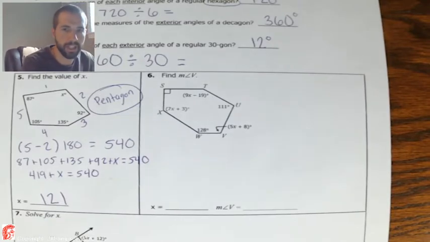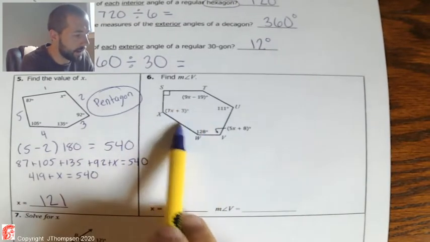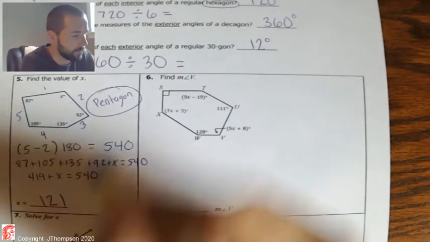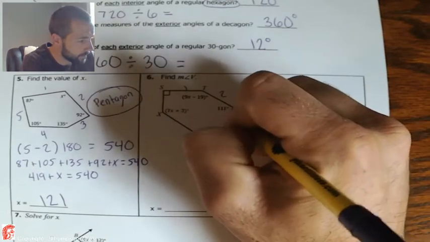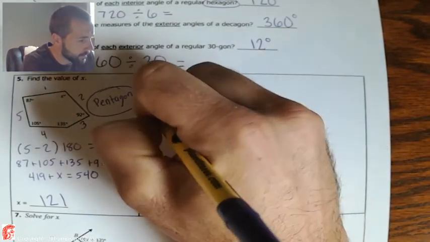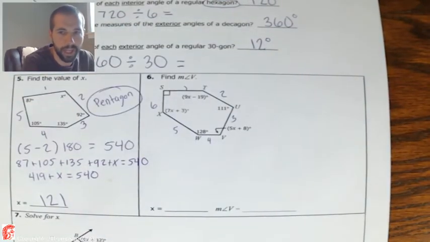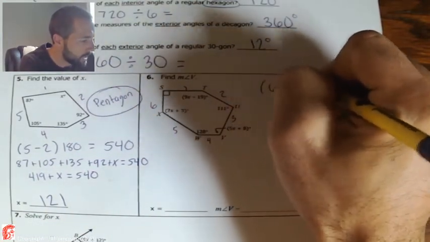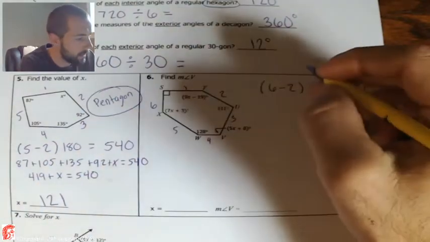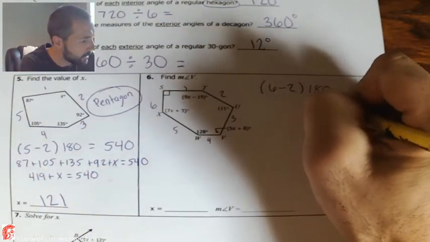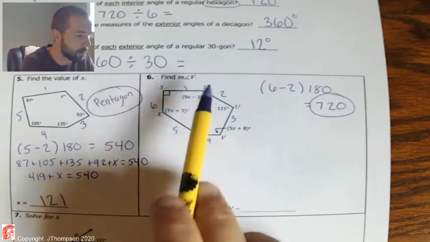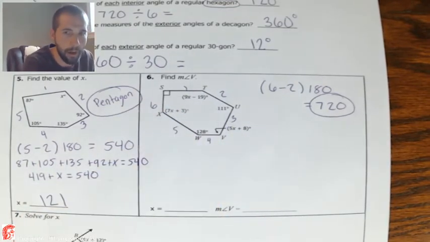All right, so number 6 is the same idea. They gave us the interior angles of this polygon here. This polygon is a hexagon because it has 6 sides. So we need to know, what do all those angles add up to? So we start with the number of sides minus 2 times 180. So 6 minus 2 times 180, that comes out to 720. So what we know is that all 6 of these angles add up to 720. So we're going to add them all together, just like we did in the previous question. And then we're going to set it equal to 720.